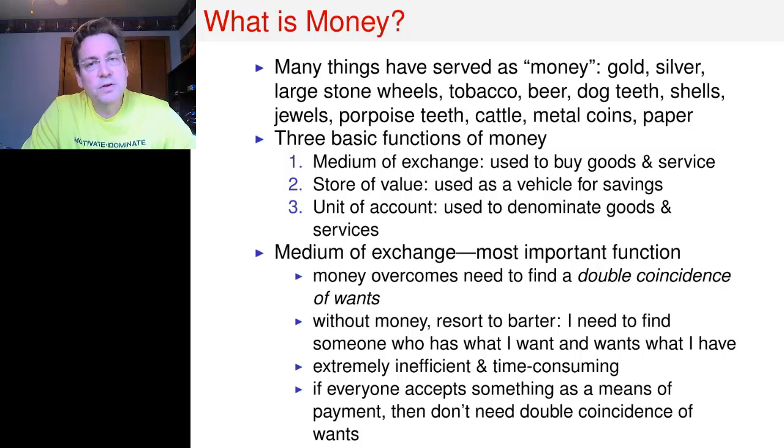There are three basic functions of money. The first is as a medium of exchange, so it's used to buy goods and services. The second is as a store of value, so that's the old putting the money into your mattress as a vehicle for savings. And the third is just as a unit of account that's used to denominate goods and services. The medium of exchange function is by far the most important.